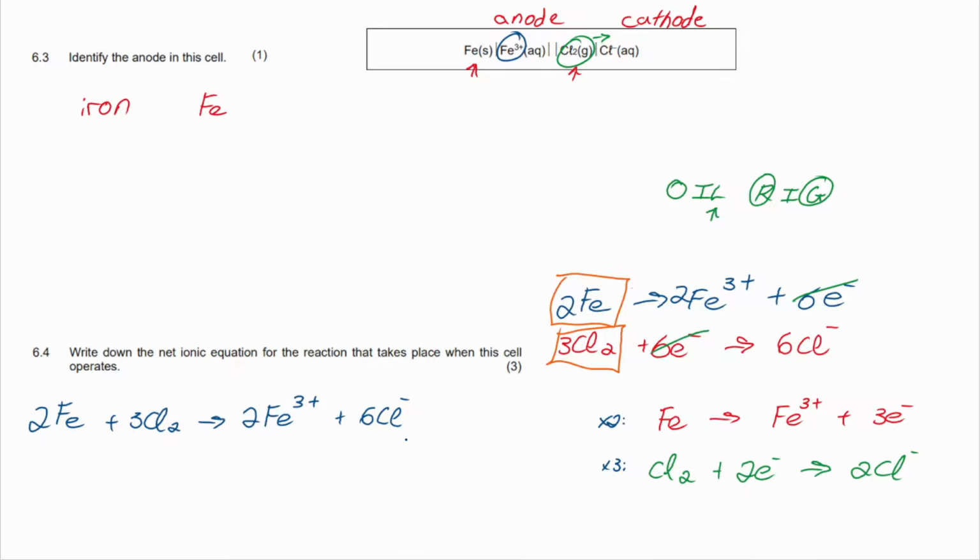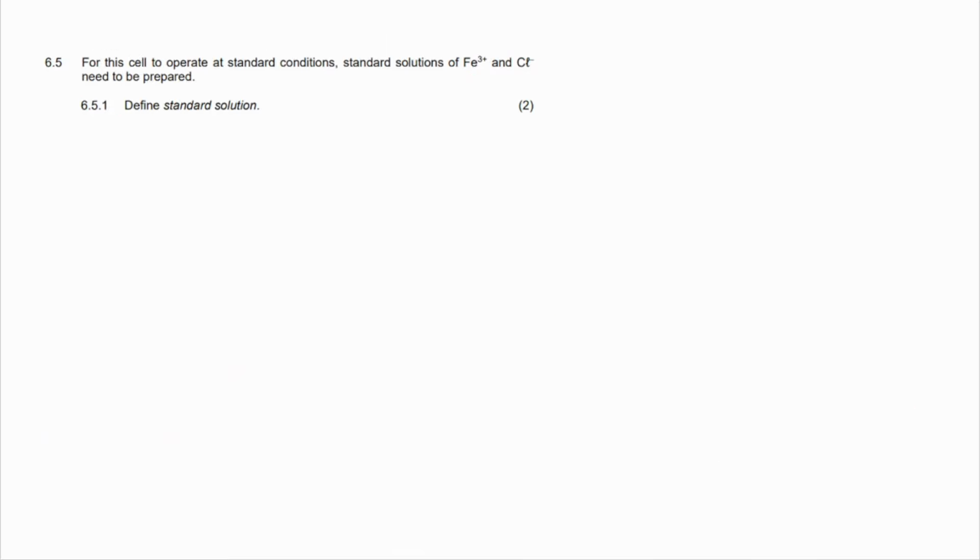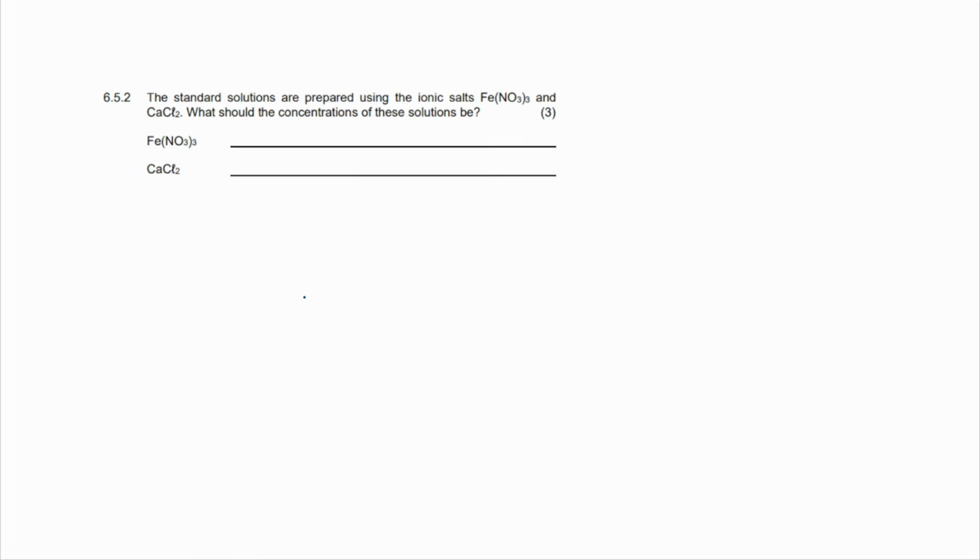So I spent a lot of time on this, but this is essentially the net ionic equation. Next up, we just have a definition, standard process. So for the cell to operate at standard conditions, standard solutions of those ions need to be prepared. To define standard solution, well, here we go. It's just a solution of known concentration. Perfect. Don't lose those 2 marks.